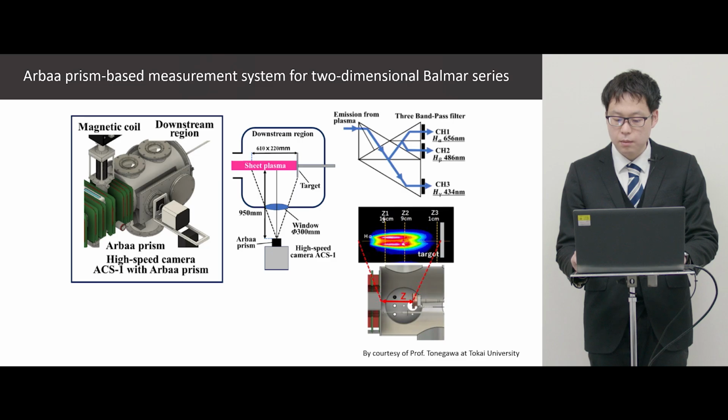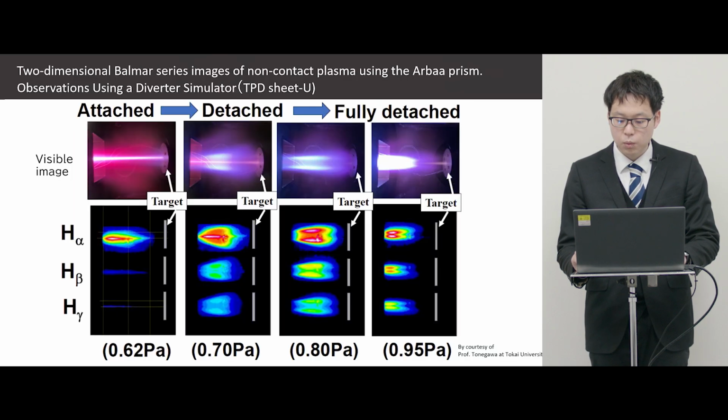This is an example of using the HS1 and alpha prism in Professor Tonegawa's plasma experiment at Tokai University. Observations were made using the two-dimensional Barman series divertor simulation device for non-contact plasma. Measurements were taken at 3 wavelengths.